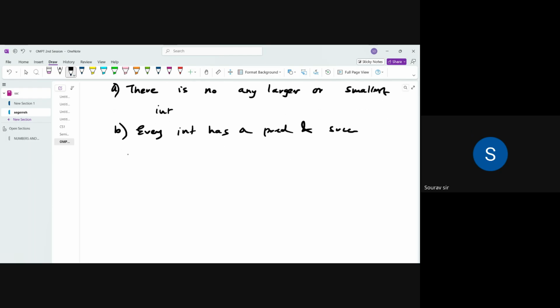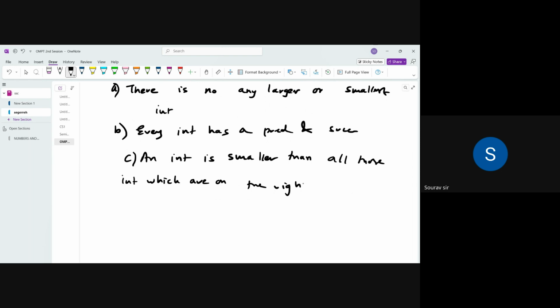Next, an integer is smaller than all those integers which are on the right side. You remember I told you, like -4, -5. Which one is better? This one is better, which is on the right side of the scale. Yes, I did.